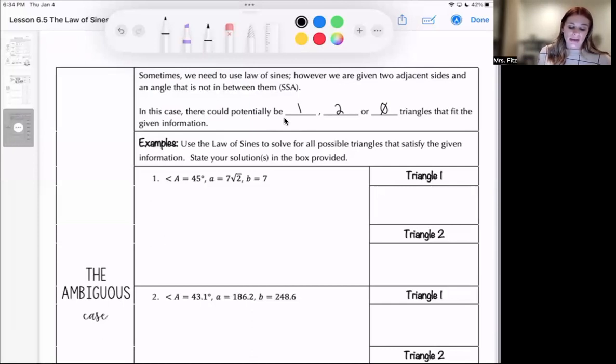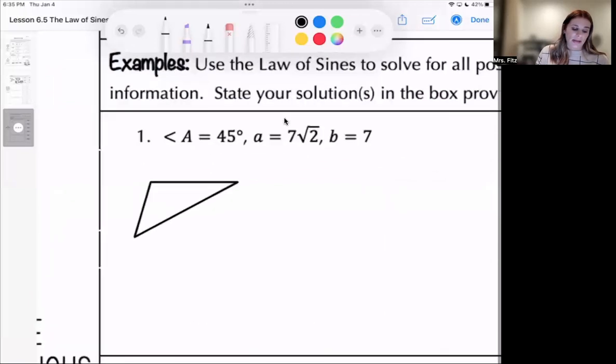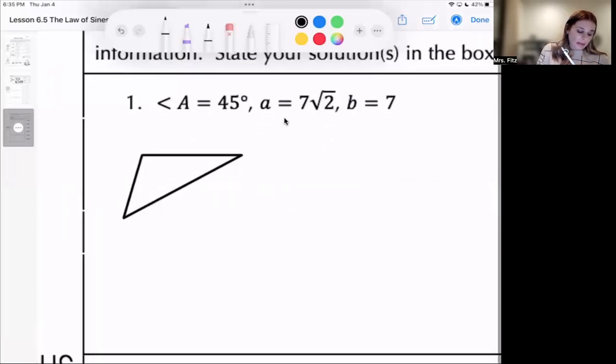Okay, so in number 1, we're given that angle A is 45 degrees, side length A is 7 root 2, and B is 7. Okay, so from here, what we're going to go ahead and do is draw out our triangle, just like we did before. I'm going to draw it a little smaller this time, just so I have some extra room. So I have big A, B, C.